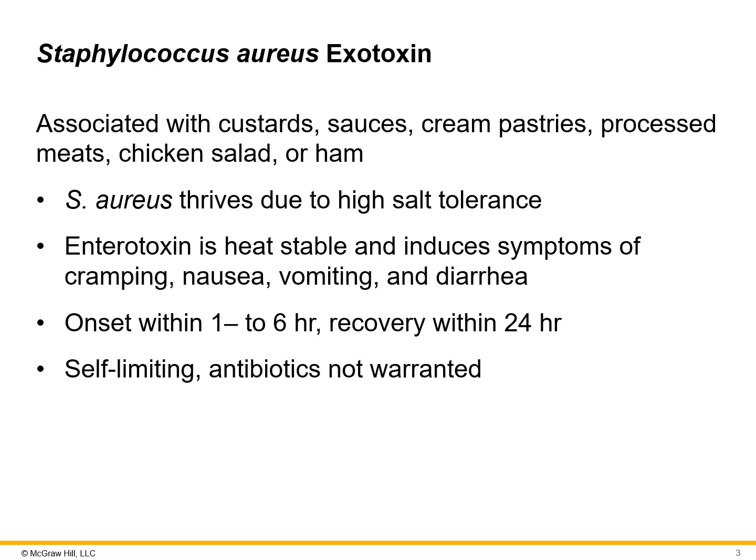All right, so our first one here is looking at Staph aureus. Of course, we talked about staph before whenever we covered the skin infections. But this one is producing this exotoxin, typically found in custard sauces, creamed pastries, processed meat, chicken salad, and ham. It's just like we talked about before with the skin, so it tolerates that high salt tolerance. The enterotoxin that it produces is heat stable, so cooking the food doesn't destroy that enterotoxin that was produced.